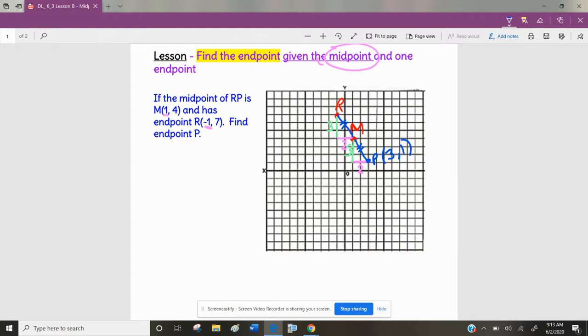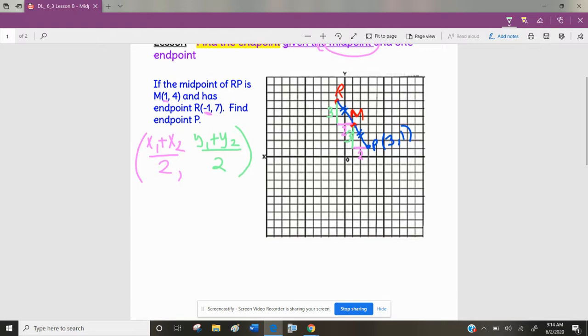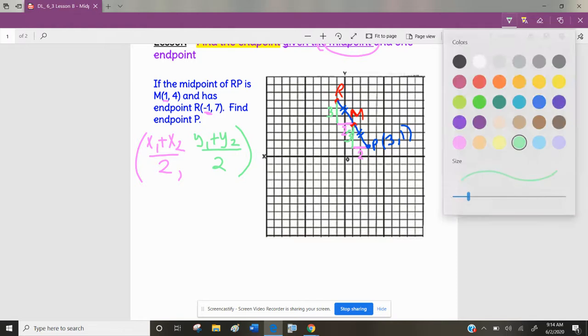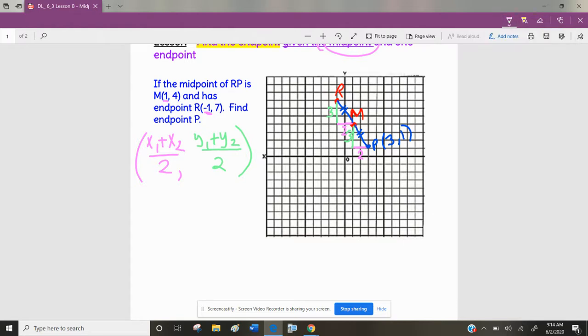Okay, so now what if we're going to use the formula? We know that our formula for midpoint is x1 plus x2 divided by 2, so the average of the x's, and we would add y1 plus y2 and divide that by 2 and take the average of the y's. And so we know that what those x values will equal when averaged together will be the midpoint x, which is 1. So negative 1 plus whatever the x of point P is, divided by 2, should give us the x coordinate of the midpoint, which is 1.